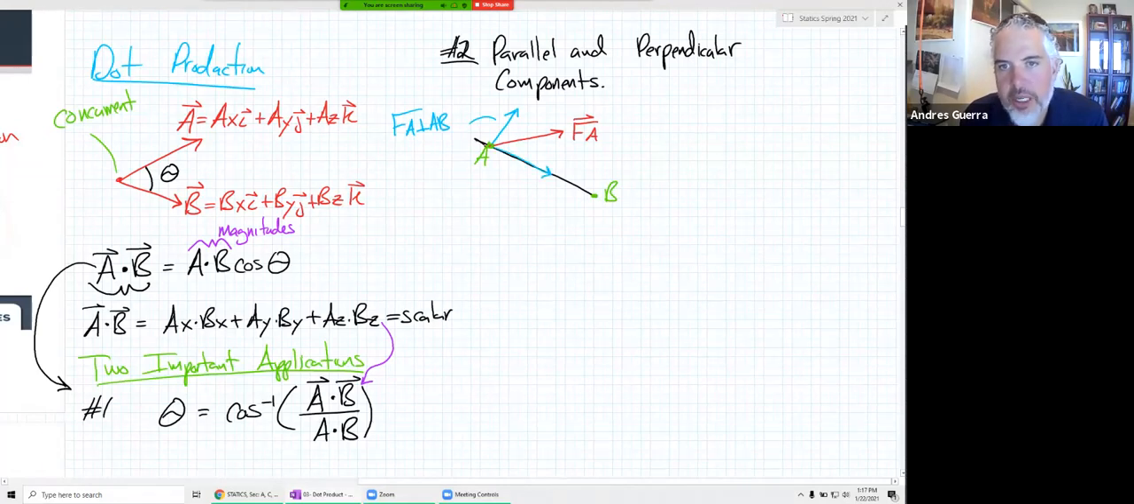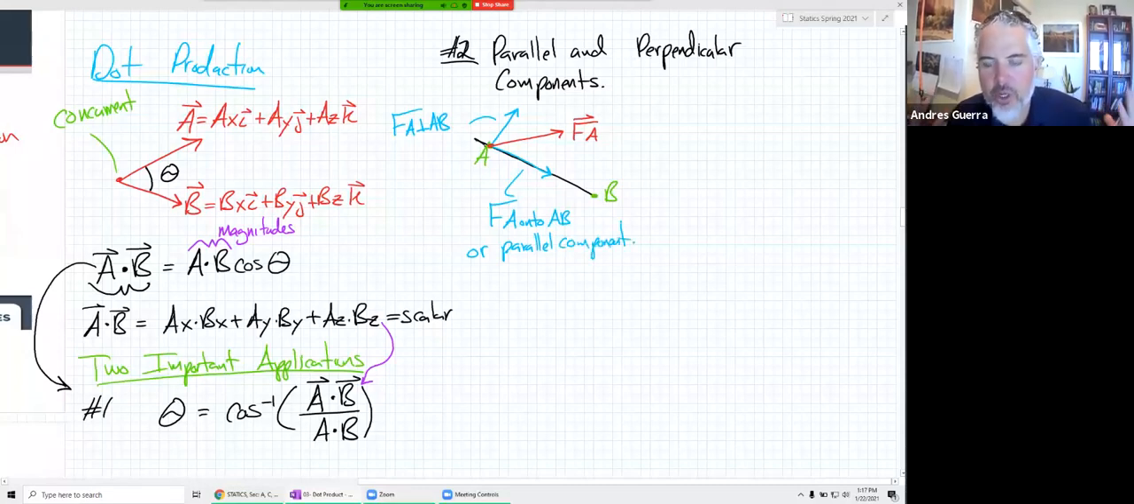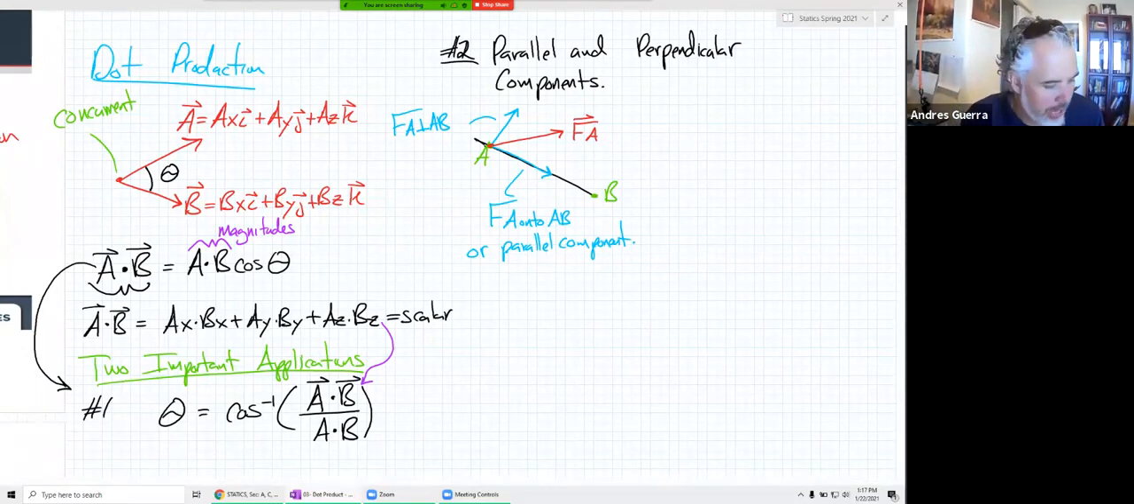Remember, these are all going to be three dimensions. That one is going to be FA onto AB, which is the parallel component. Just to make everything super clear, I call it FA onto AB because it's really the projection of FA down onto that line from A to B.